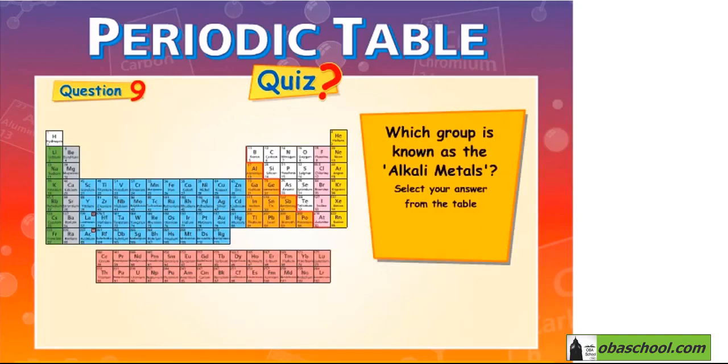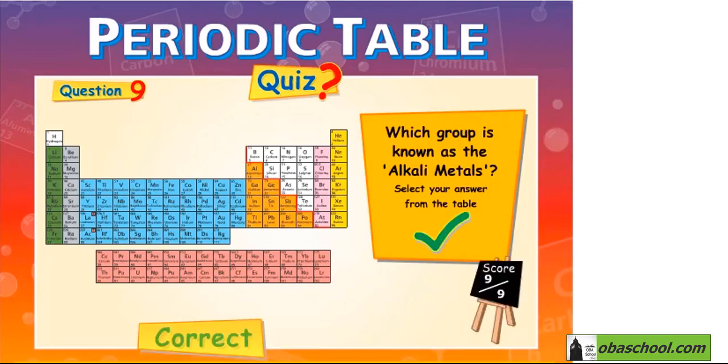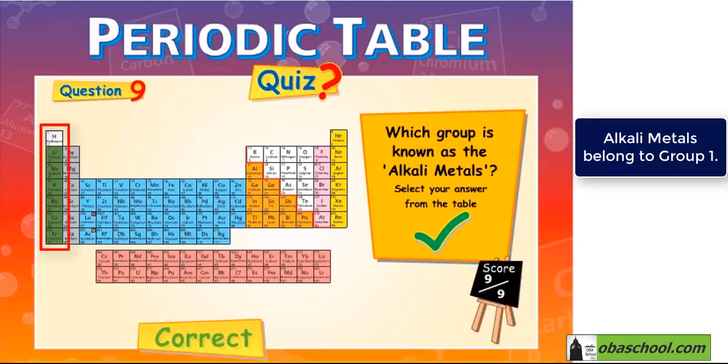Which group is known as the alkali metals? Is it group number 1, group number 2, 4, or what? You see the elements colored in green. Those elements are alkali metals and they have similar properties. Examples of alkali metals are lithium, sodium, and potassium.